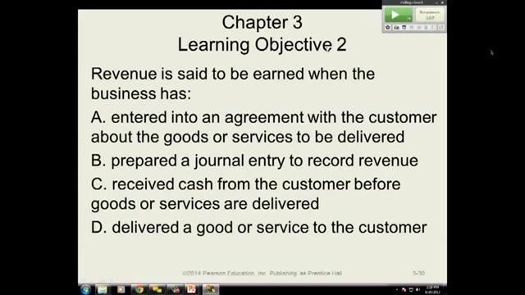2 minutes. All right, so the answer here is D. Entering into an agreement, if you just enter into an agreement, it's not going to do anything. The journal entry doesn't necessarily mean that revenue's earned. It could be, obviously, advance collection. You have a cash receipt from the customer. Again, that's advance collection. And D is the best answer.